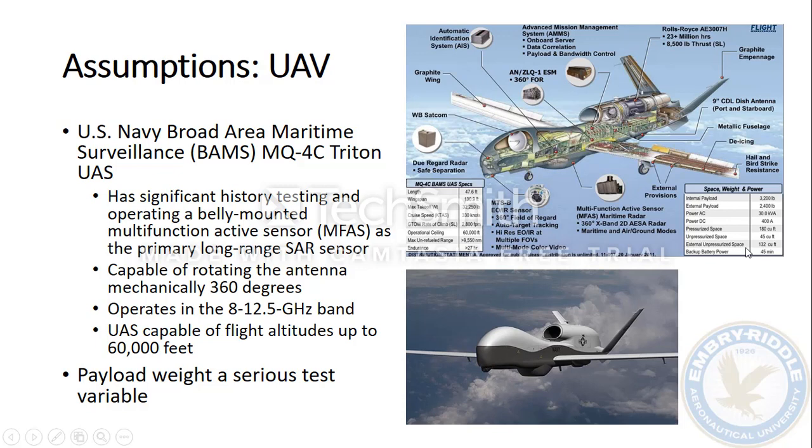So what's the actual UAV I plan on using? For this research project specifically, I chose the MQ-4C Triton UAS. It has a very wide history with both conventional SAR and inverse synthetic aperture radar systems, and testing this new sensor or new technology where the MFAS is. It's capable of high altitude testing up to 60,000 feet, and it has a high gross weight takeoff capability, and that's something that's very ideal for the system that we intend on using.